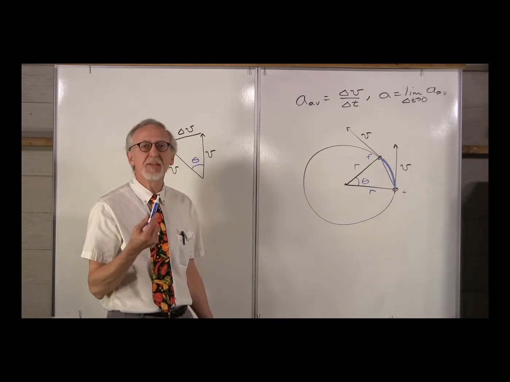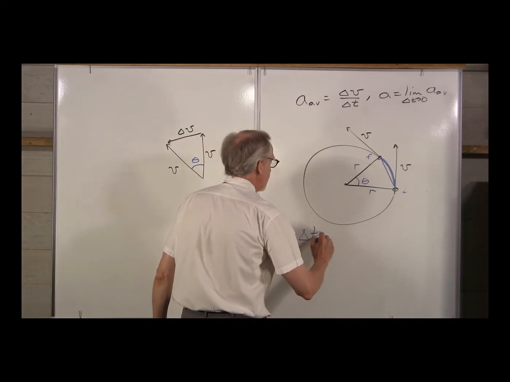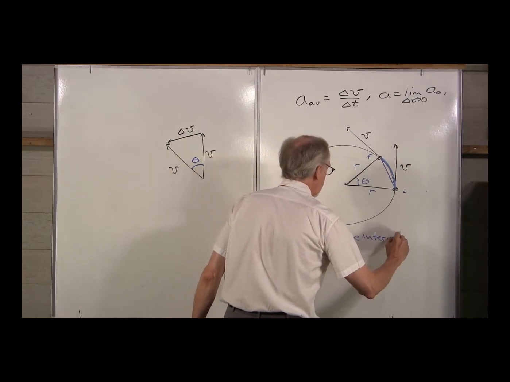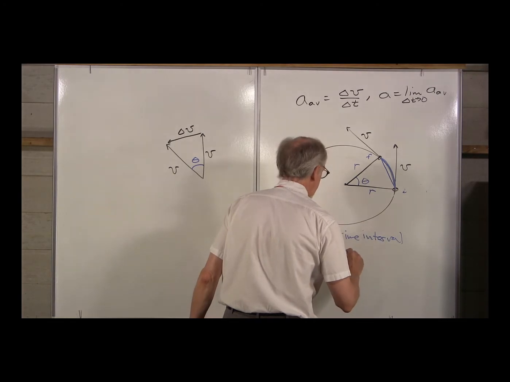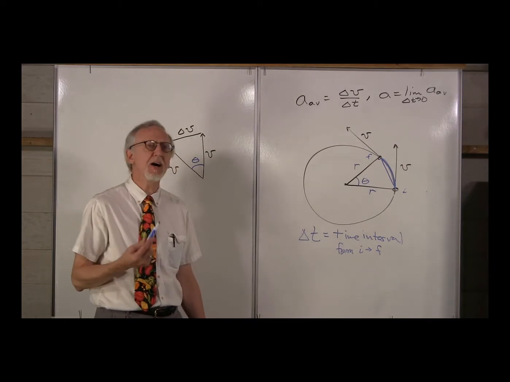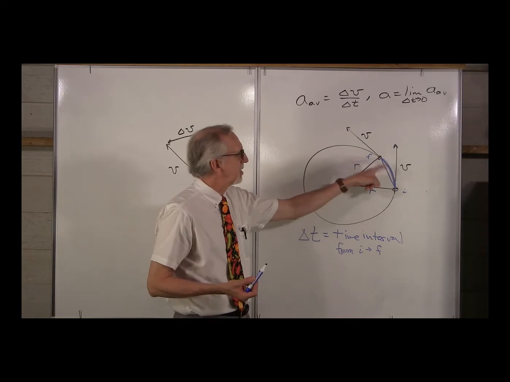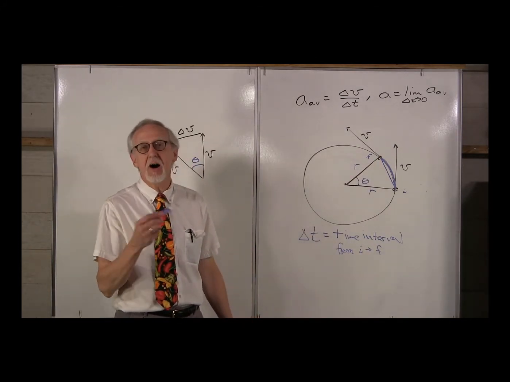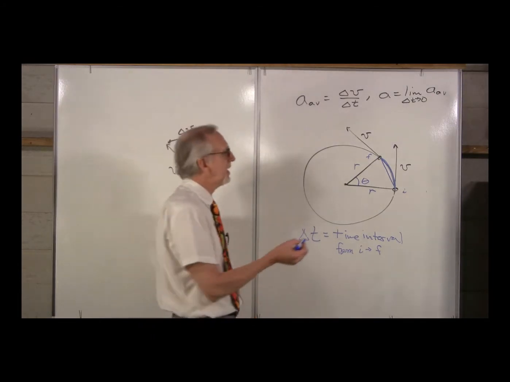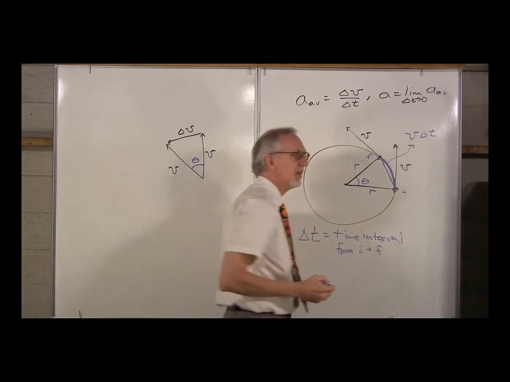Let's imagine that the time between the initial and the final point we'll call delta t. So delta t is the time interval from the initial to the final point. That's how much time it took for the object to rotate from the initial to the final point. This arc length is then the distance that the object travels. But it's traveling at a speed v for a time delta t, so that distance is v delta t.